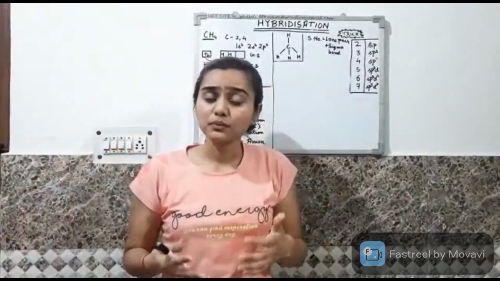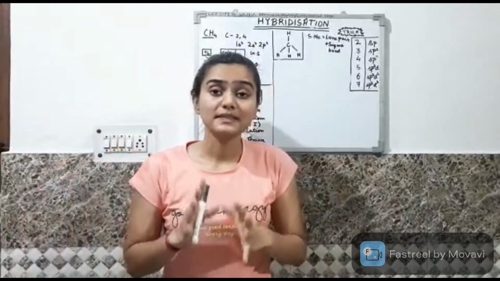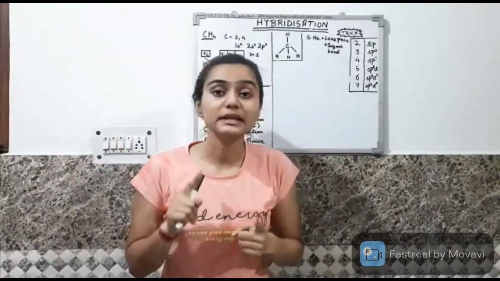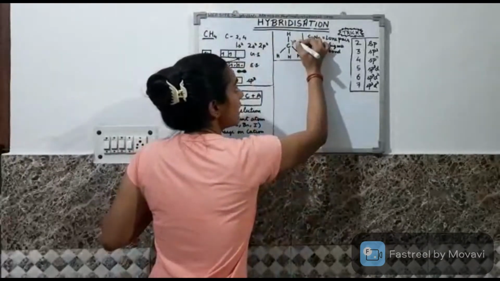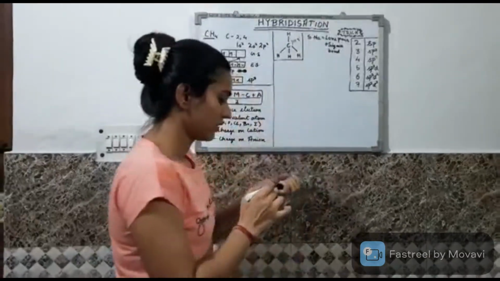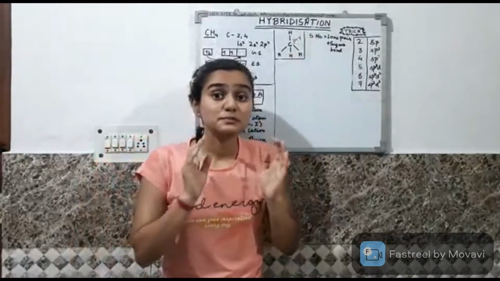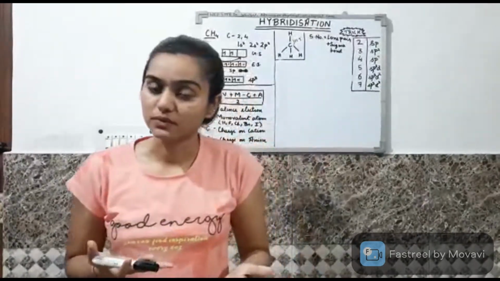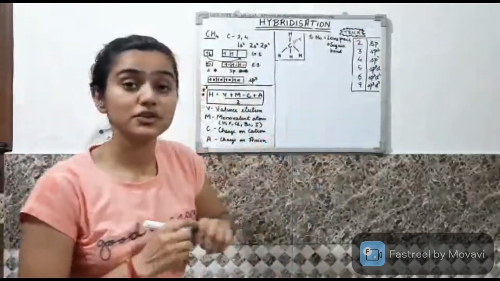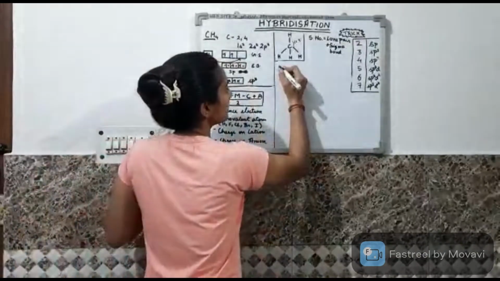Then when experiments were performed, they found out that all the bond lengths of methane are equal and the bond angle of methane is 109 degrees. So to explain this, the concept of hybridization was introduced. This concept was introduced by Pauling.